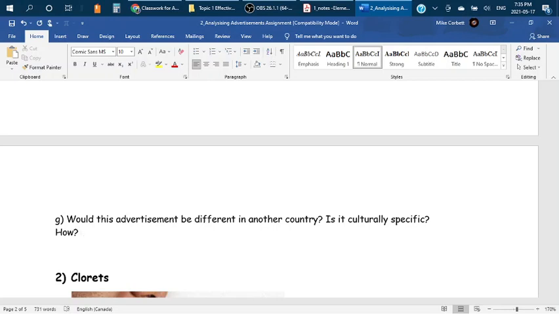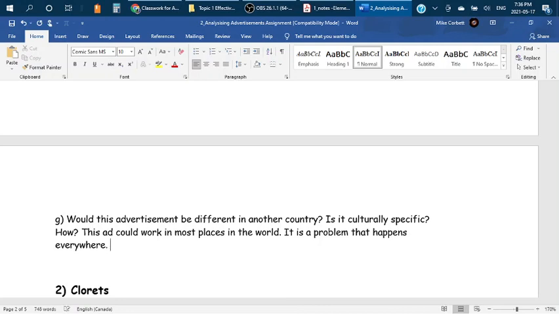So I think that this ad could work in most places in the world. It is a problem that happens everywhere. Now, maybe graduations are different in different countries, so the image of a grad photo might not be a custom in some places, and they might want to change the style of it. But for the most part, in a lot of countries, people have graduations, people have parties, and that can lead to issues.